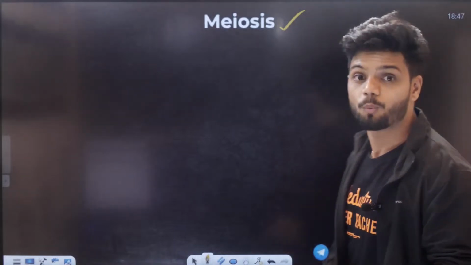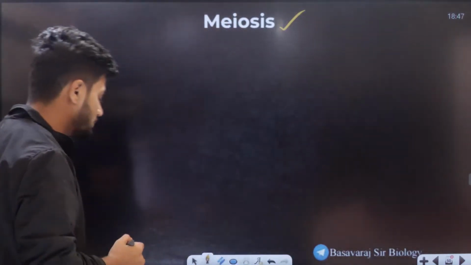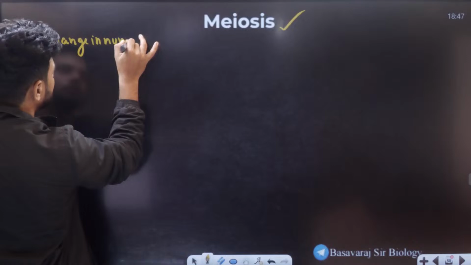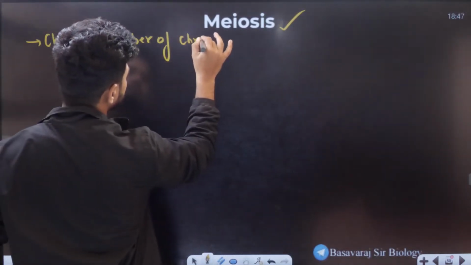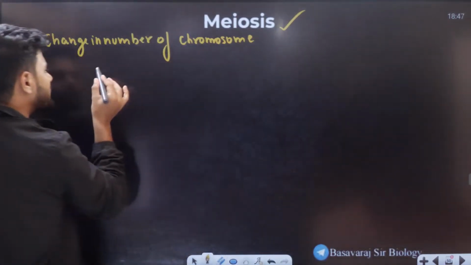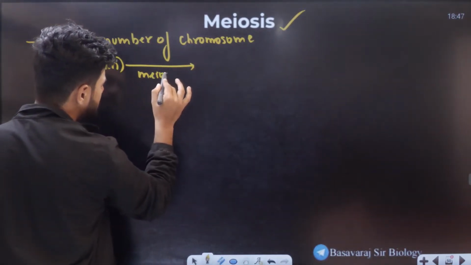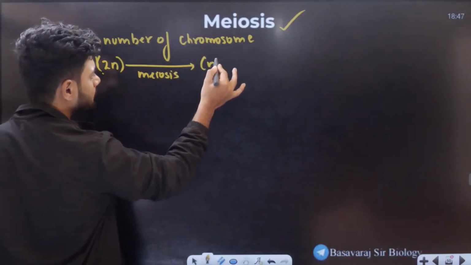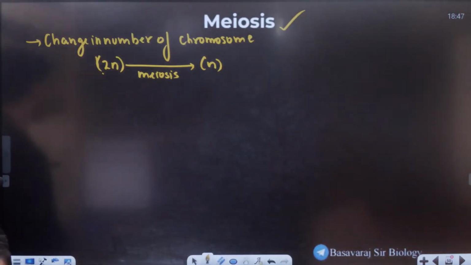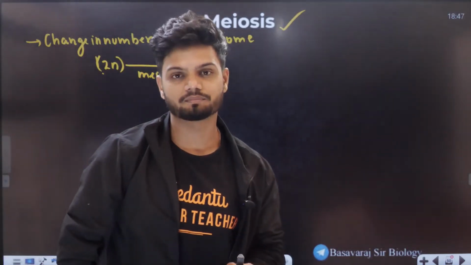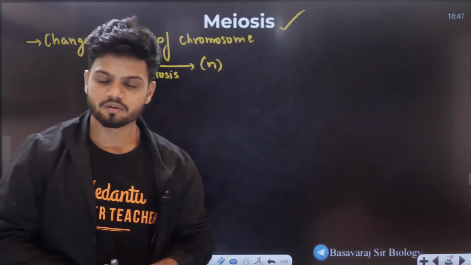The solution is called meiosis. Why? Because in the case of meiosis, there is a change in the number of chromosomes. If an organism is diploid and the cell undergoes meiosis, diploid is going to become haploid. The chromosome number becomes half. Students, clear? That is why it's also called reduction division.